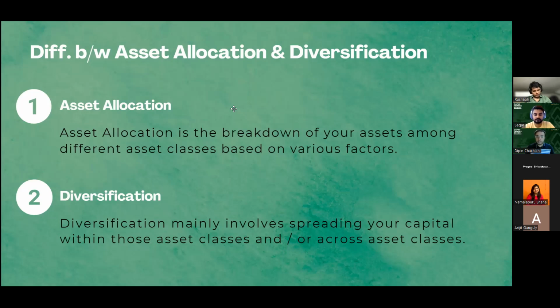Are you all clear with this? What's the difference between asset allocation and diversification? When you are diversifying within an asset class, this is known as diversification. If you're investing in multiple equity mutual funds, it is diversification of equity. And once you are doing that under debt mutual funds, it is considered diversification for debt. Are you all clear with this, friends? What's the difference between asset allocation and diversification? Yes, diversification is a subset of allocation. Absolutely right.